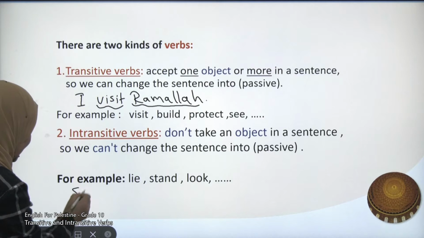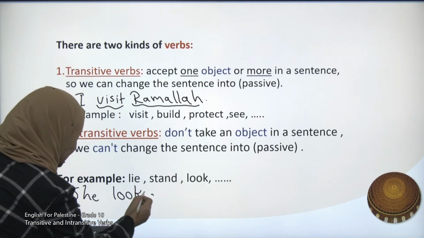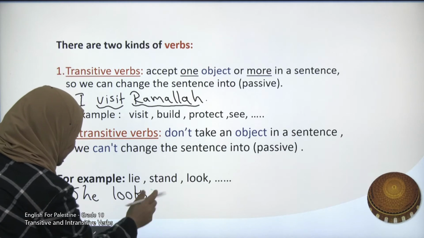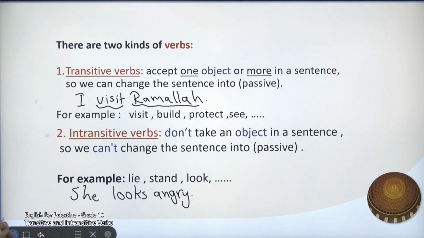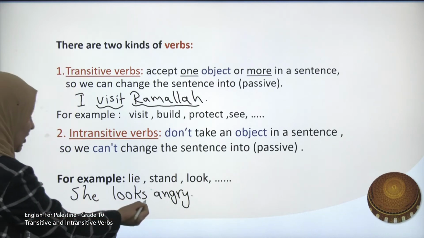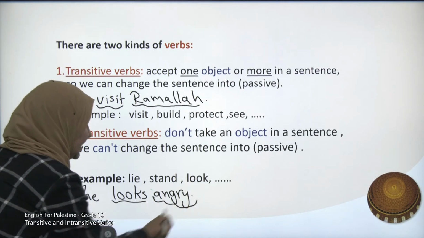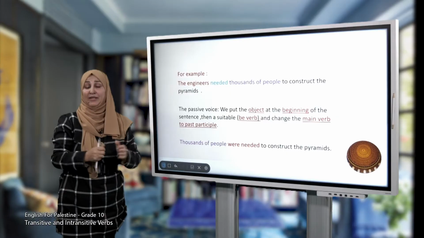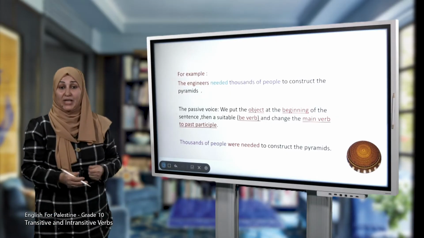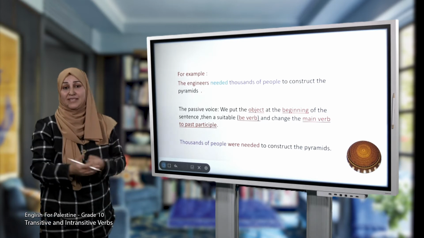She looks angry. So the verb is looks, and we have angry. Angry is an adjective. Now we are going to talk about how to change active sentences into passive sentences.